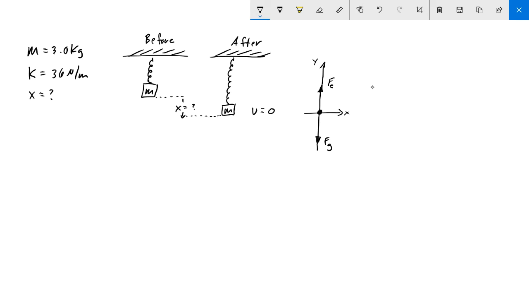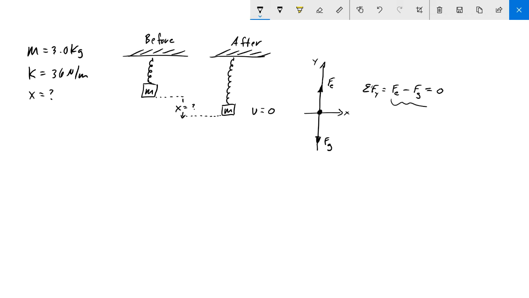So just like we've done in the past, what I would do is sum up all of the forces. In this case, there's only the y-axis. I've got my elastic force upward. I've got gravity pulling us downward. And we'll set that equal to 0 because we're in equilibrium.